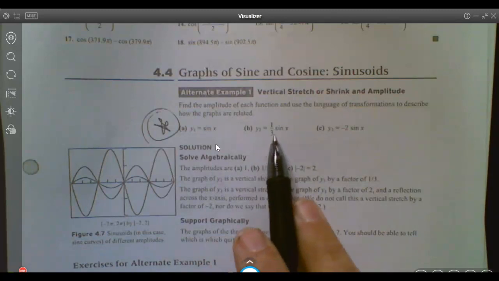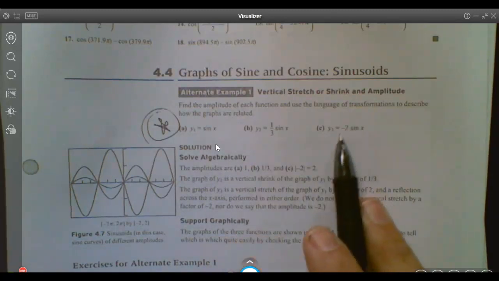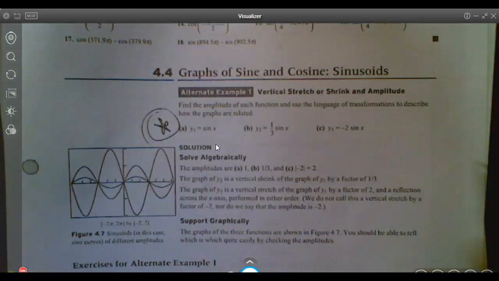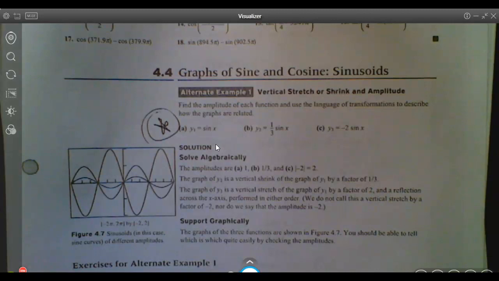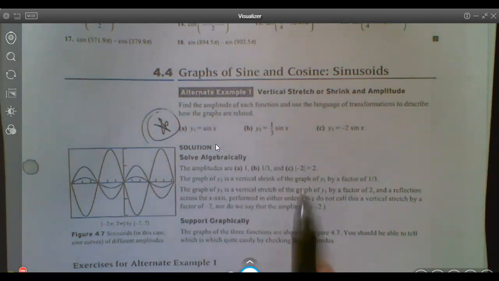But on this one, now my amplitude would be 1/3. And on this one, my amplitude would be 2. Remember, we always state it as a positive. The negative would cause a reflection, obviously, but it doesn't change that the amplitude is still 2, because an amplitude can go up or down. And so we always state it as a positive. So that's what we would see as the amplitude on those. And that's what's being said within our description right here.